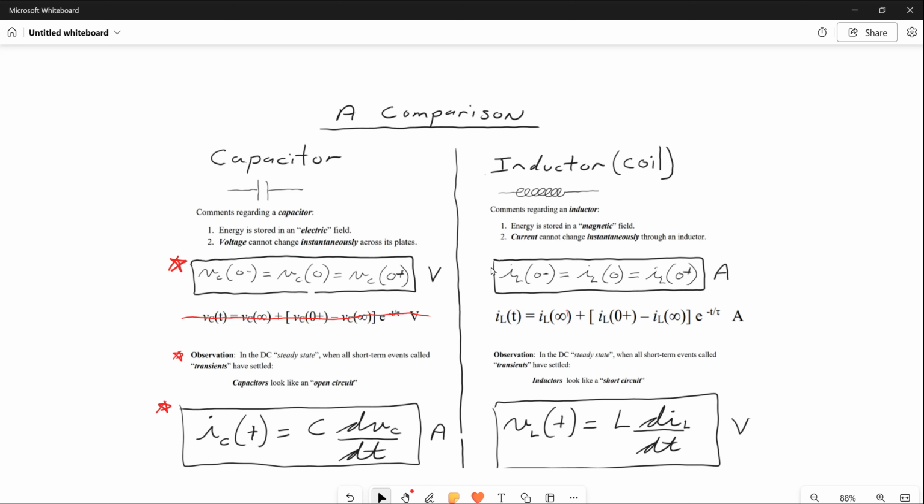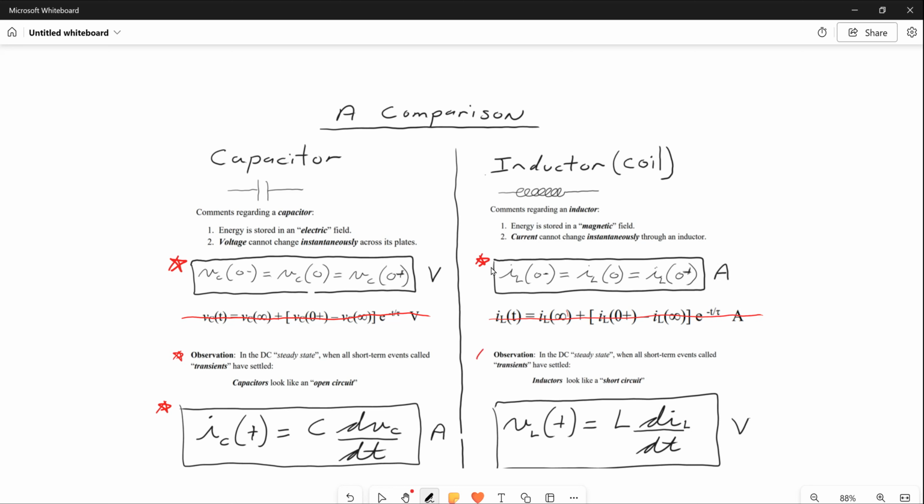For an inductor, let's take a look at it. Energy is stored in an electromagnetic field around the coil. Current cannot change instantaneously through an inductor. So I don't care if you're opening a switch at t equals 0 or you're closing a switch at t equals 0. The current before you activate the switch has to equal the current at the exact instant you activate the switch, which has to be equal to the current after you've activated the switch. That is extremely important. This right here applies to first order systems. We're not going to worry about that.